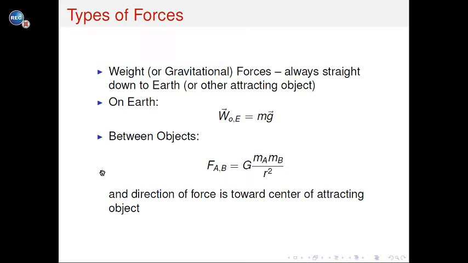In particular, the weight force or the gravitational force is always going to be toward the Earth, straight down, or it's going to be toward the center of the object that's doing the gravitational force, the attracting object. And the idea is that on Earth, it's very straightforward. The weight of some object caused by the Earth, right? In this case, this notation is on an object by an object, and so it's a little backwards, but that's just going to be the mass times this gravitational acceleration.